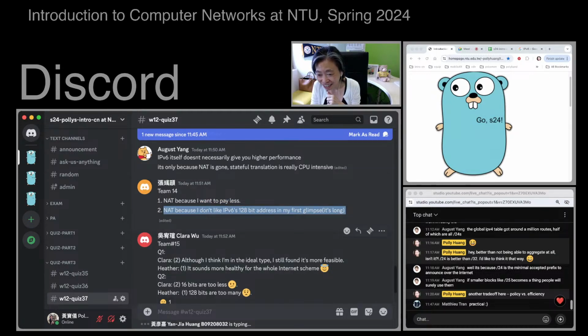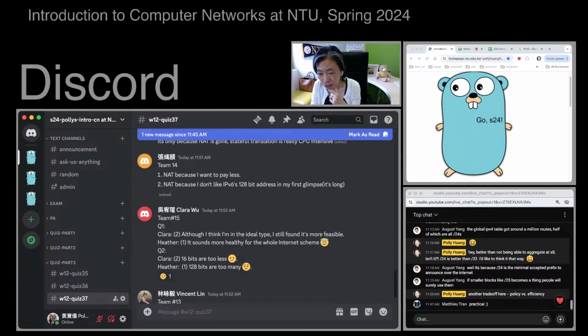I don't like 128-bit addresses. I see. Intuition, you think. As I said, subjective, your choice. It is long, okay? Later you'll see, Yuting, your intuition is actually right on, because 128 bits versus 32 bits is 4 times more bits. The packet header is actually longer. IPv6 packet header is longer than IPv4.